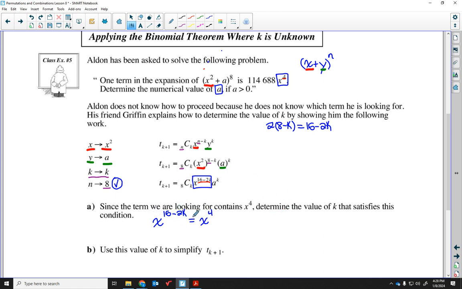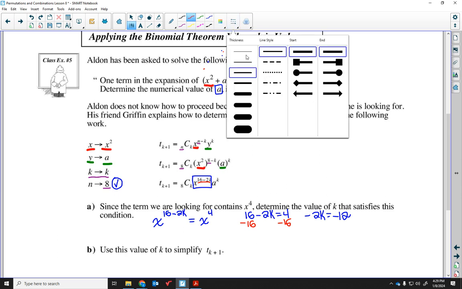Now, if we have common bases on both sides, we can then set the exponents equal. So we then have 16 minus 2 times k is equal to 4. And then we just solve this linear equation. To solve that linear equation, we can just subtract 16 from both sides. Subtract 16. And then I would have negative 2k is equal to negative 12.